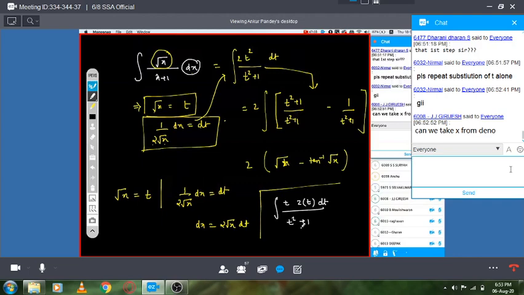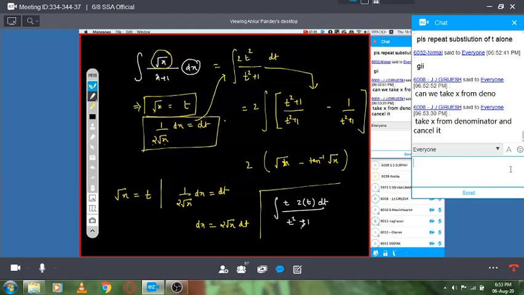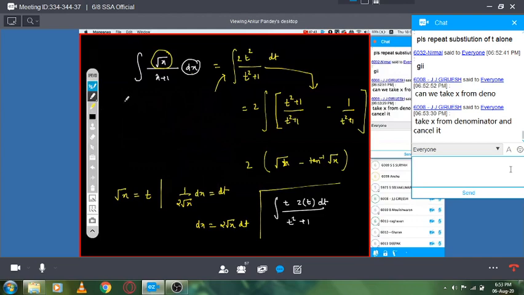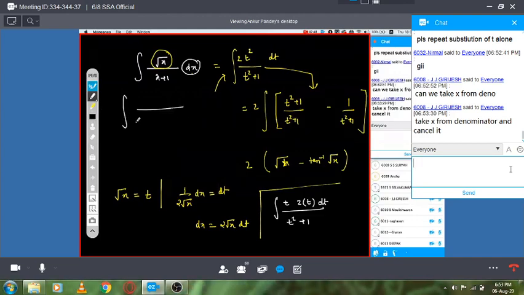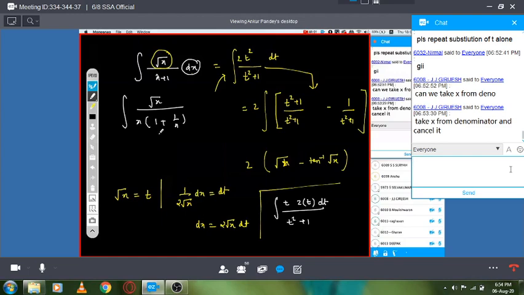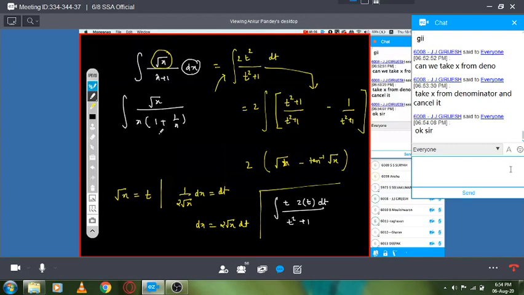Easy, easy. Can we take x from denominator? Couldn't understand that, beta? If you put x equal to t, take x from denominator and cancel it. X from denominator, x 1 minus 1 plus 1 by x. Numerator will be root x. Now what is the output out of, Girijesh? Good.